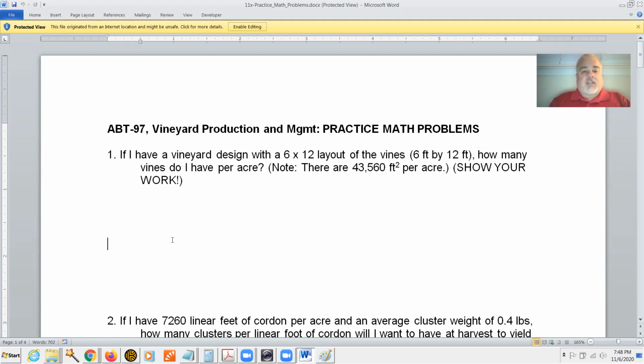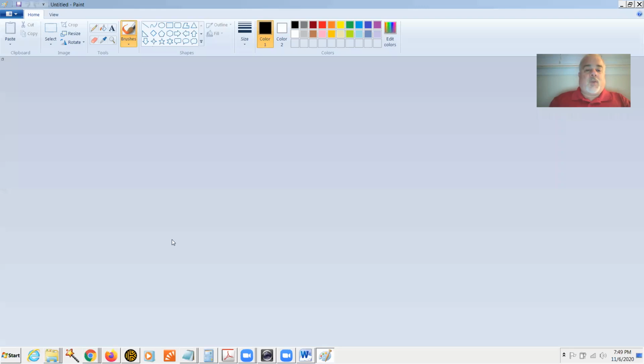So let's look at some of these. I'm not going to do the exact problem, but in a layout where you have a certain distance between the vines and another distance between the rows. So 6 feet between the vines by 12 feet between the rows. How many vines are in my vineyard per acre? So let's look at that.